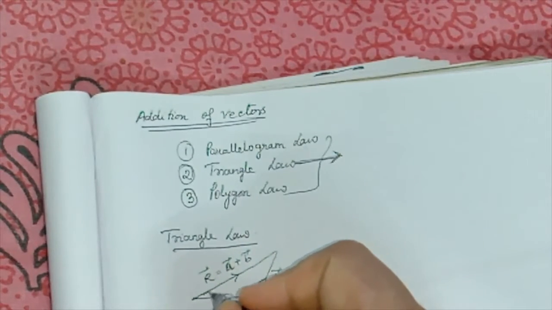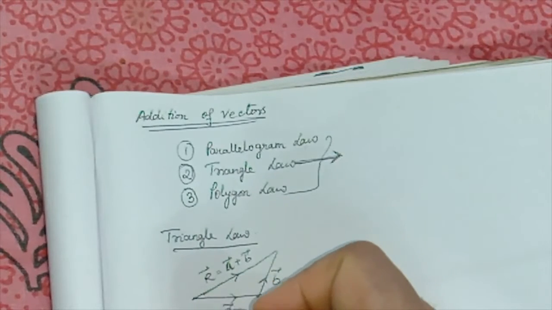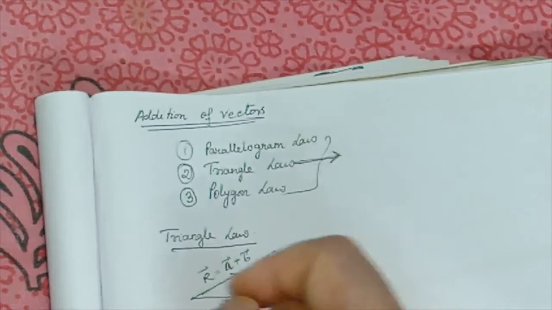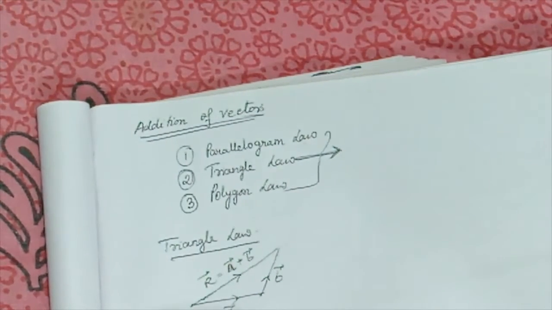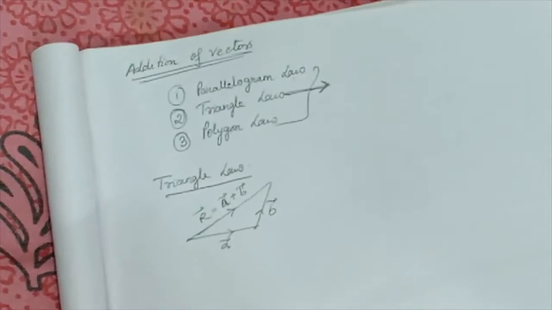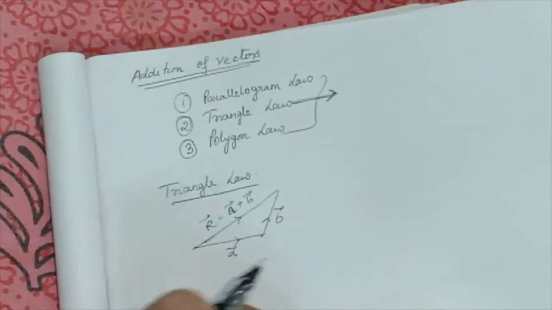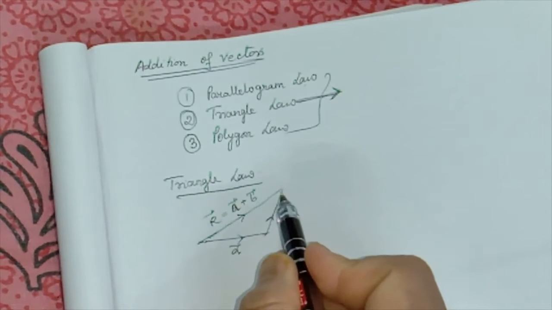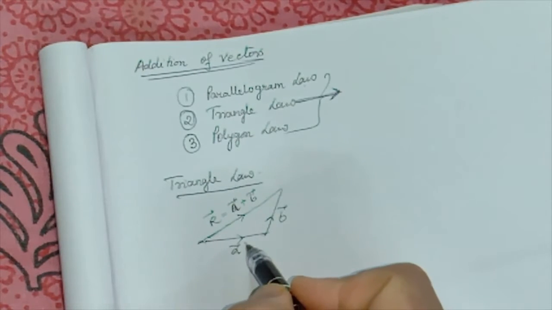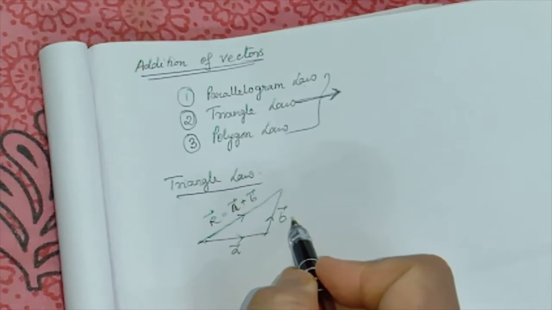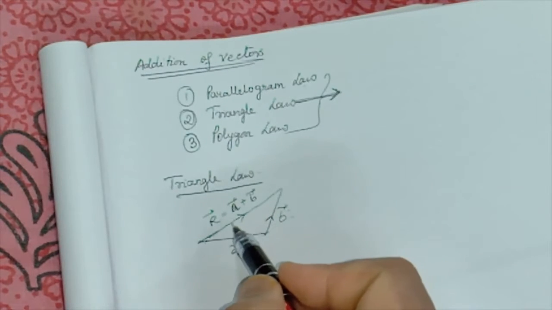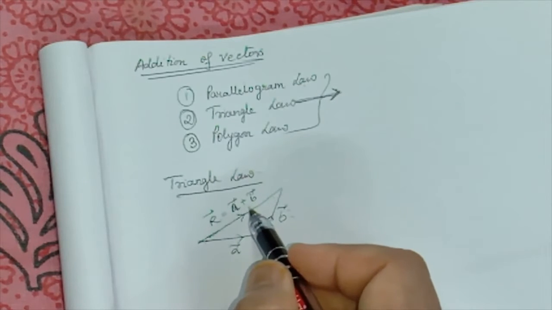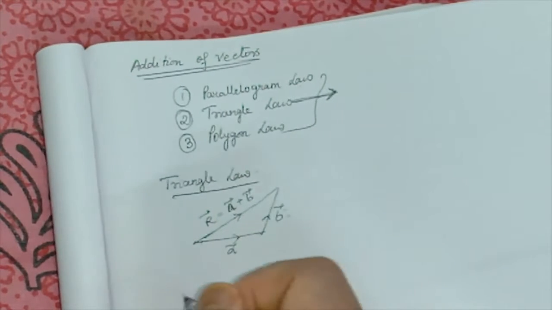Look, the direction of R is clockwise, while the direction of both A and B vector are anticlockwise. So this is the triangle law. I am making it again a clear note to you. If 2 adjacent sides of a triangle represent 2 vectors, A vector and B vector, taken in the same direction, then the third side of the triangle will represent the resultant of the 2 vectors taken in the reverse order.